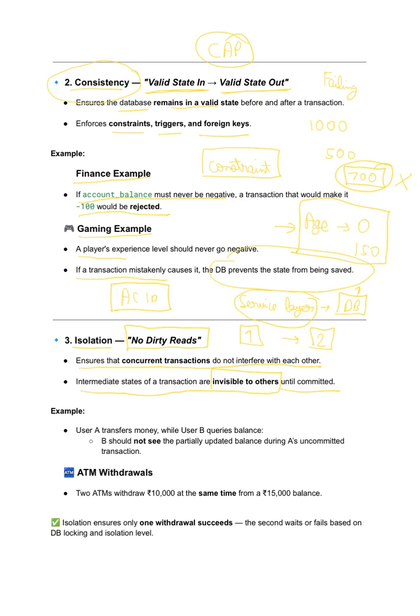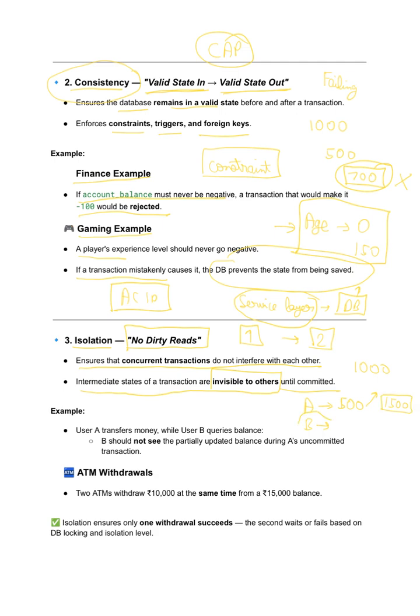Let's take one example. Let's say A is transferring money, and while B user is querying it. So let's say the original balance was 1,000. A is adding 500 to this. Then your balance will become 1,500, right?